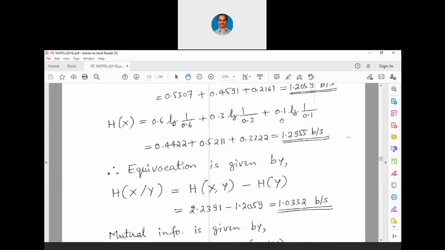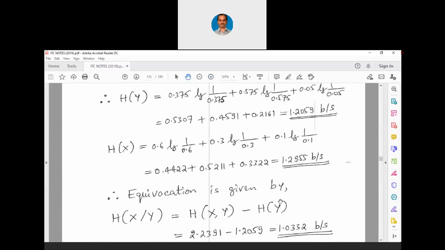So now equivocation can also be found out directly using the expression. You can go through the method which I followed, just by remembering the diagram, or you can find it this way also. H of x slash y is h of x comma y minus h of y. That is also evident from the diagram only, right? H of x comma y is the joint entropy minus h of y, because there is an overlap between h of x and h of y. The remaining portion is h of x slash y.